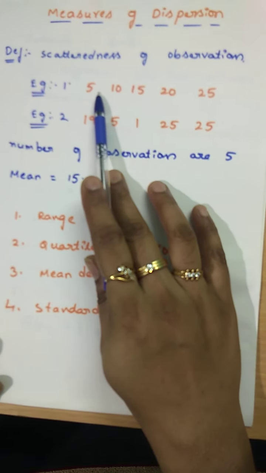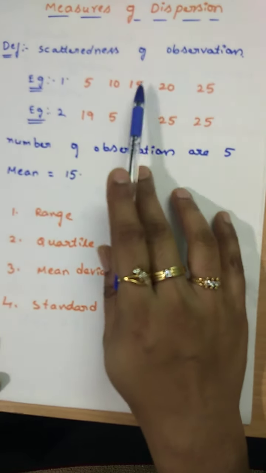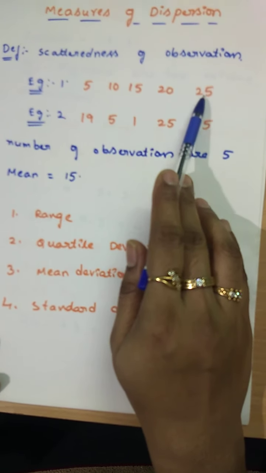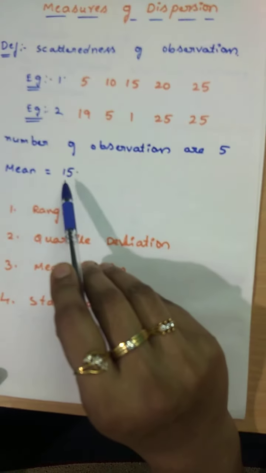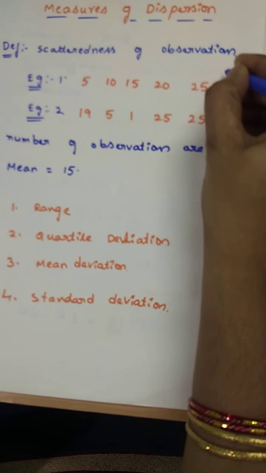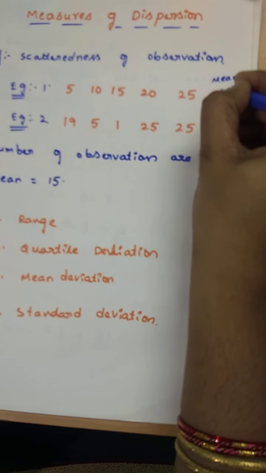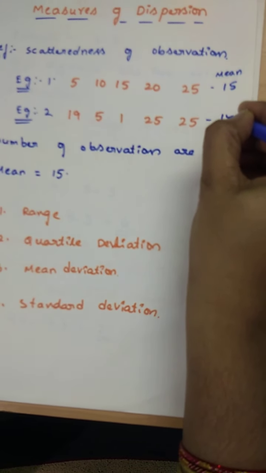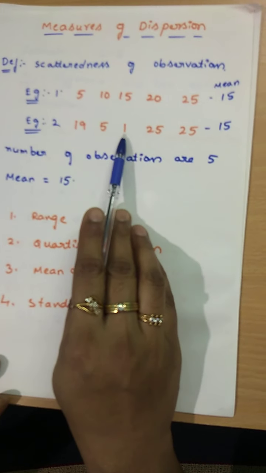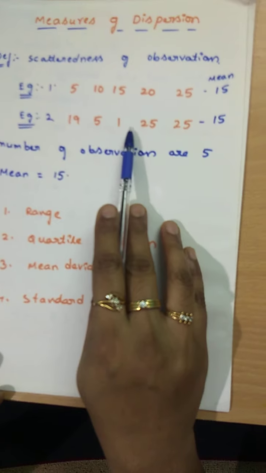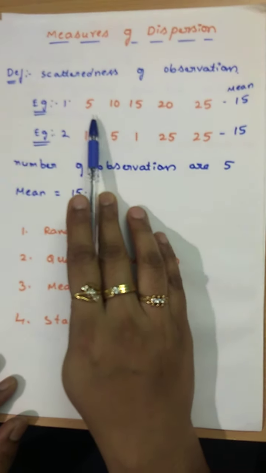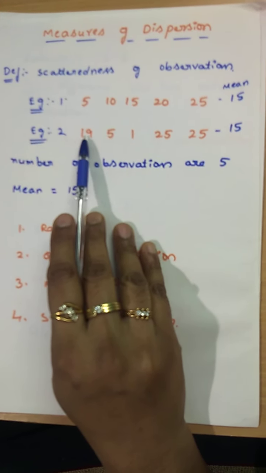Mean means the addition of all the observations divided by the total number of observations. 5 plus 10 plus 15 plus 20 plus 25 divided by 5 is equal to 15. So the mean of these observations is 15. In the second case, 19 plus 5 plus 1 plus 25 plus 25, which is equal to 75, divided by 5, is equal to 15. So in both cases the mean is 15.